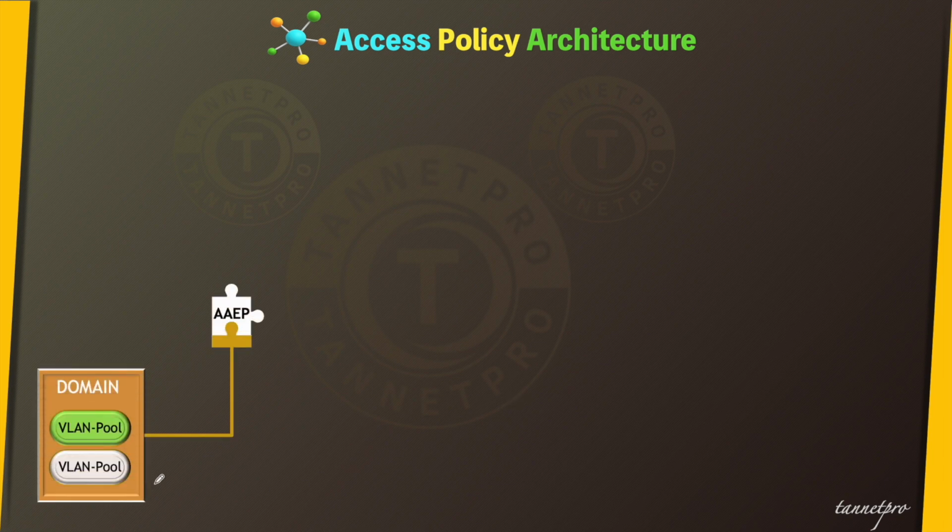As of now, we know this part: the domain, and under the domain we create VLAN pools or VSAN pools, whatever we require, and that we attach to the AAEP. The AAEP is nothing but a glue, which will help us attach an interface. Now the question is, which interface and how? Now let's understand that part. So, which interface?